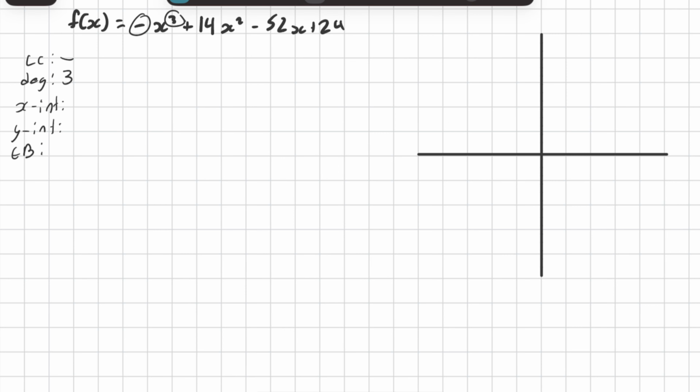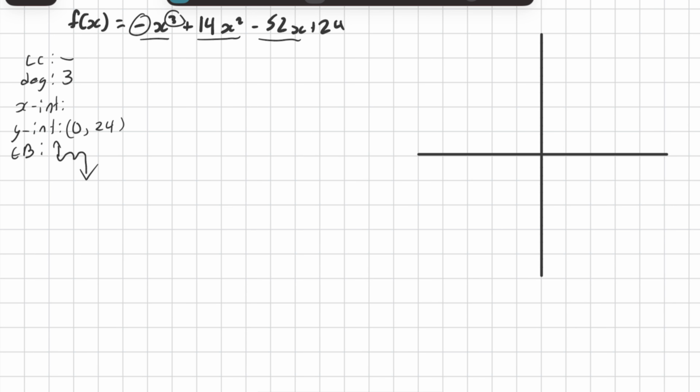X-intercepts, we're going to have to factor this to find it, but we can actually find our y-intercept very easily. So if we plug in 0 for x, we have 0 plus 0, take away 0 plus 24. So we know that when x is 0, y is 24. End behavior, so the leading coefficient's negative and the degree is 3. So we know that this arm is going to be up. We know there's going to be random stuff happening here, and then it's going to go down.